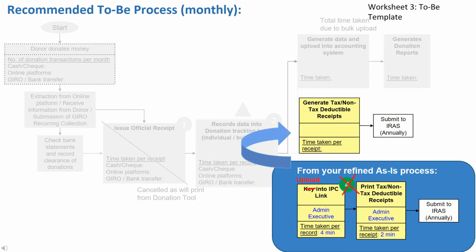We are now focusing on the IPC Link part of the process. Once again, what we have in the blue box is the organization's corresponding portion from their as is. The manual entry of donation information into IPC Link is removed, as they are uploading the information. What is left would be the generation of tax-deductible and non-tax-deductible receipts as per the to be, before submission to IRAS.